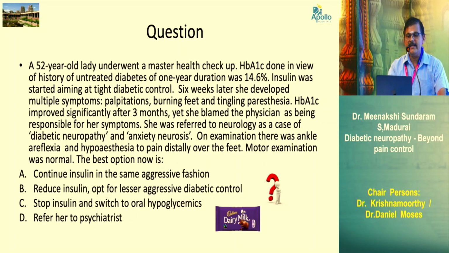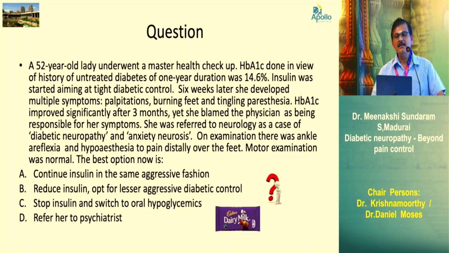A 52-year-old lady underwent a master health checkup. HbA1c done in terms of untreated diabetes of 1 year duration was 14.6. She never took the medication. Insulin was administered to achieve tight diabetic control. 6 weeks later, she came with painful paresthesia, burning feet. HbA1c had improved significantly, and she told the doctor, all because of your medications I got this. So she was referred initially to neurology and then to psychiatry, for anxiety neurosis.